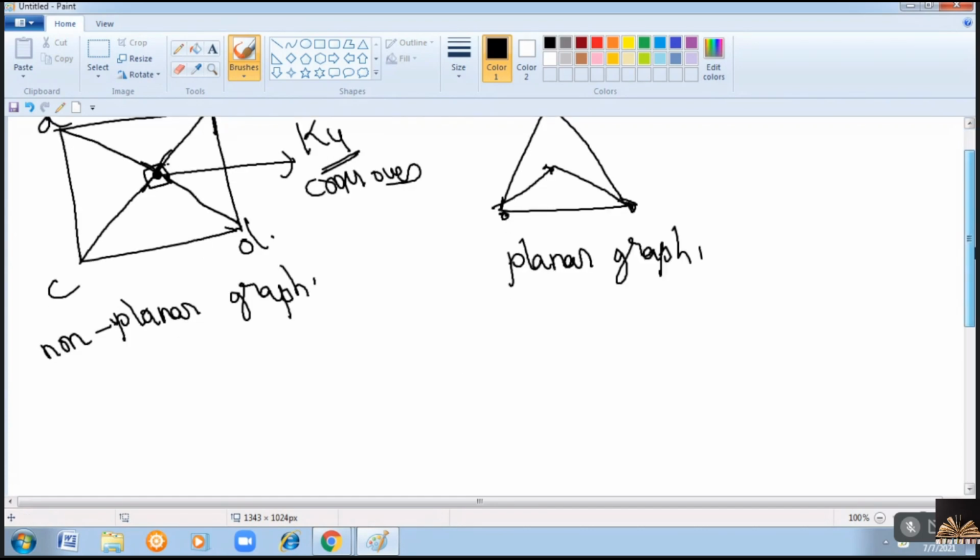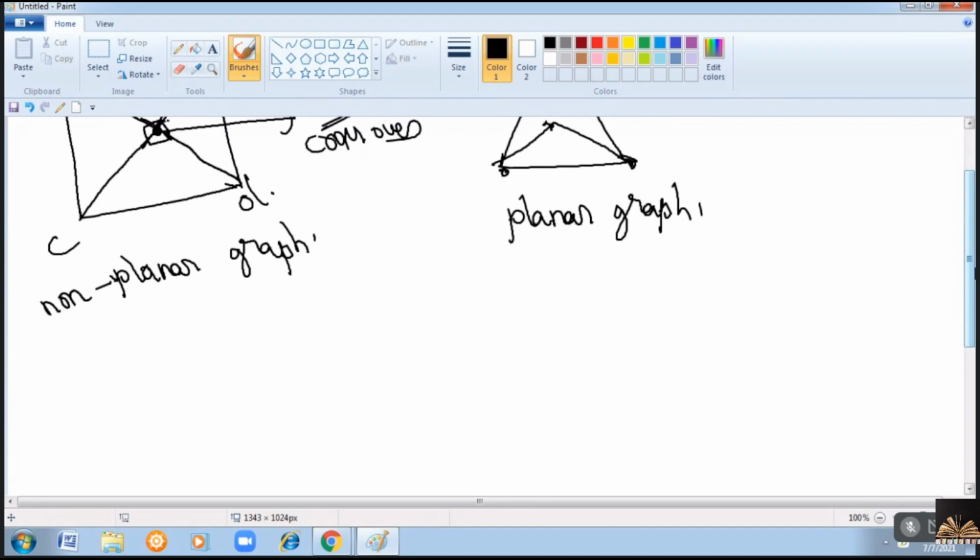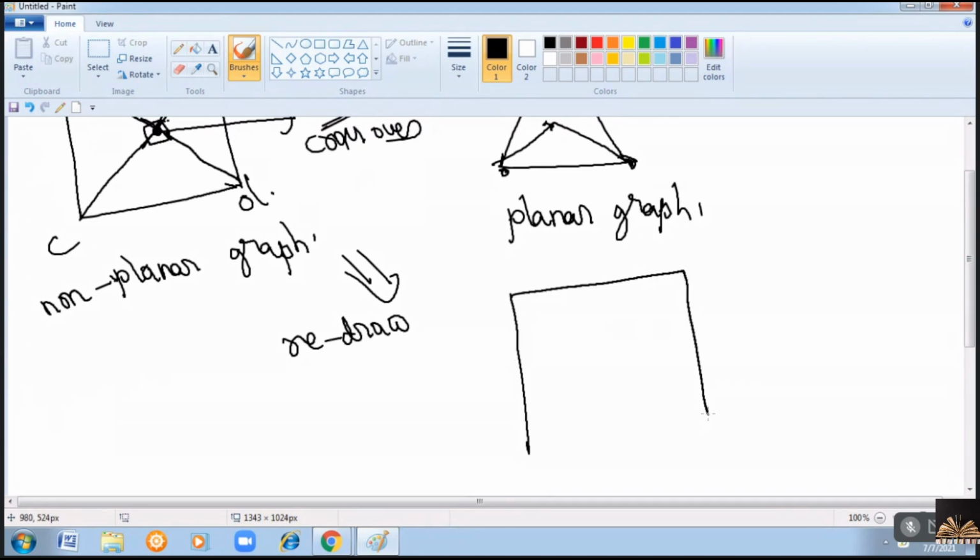But before you decide that it is a non-planar graph, we will try to redraw the diagram such that there are no edge crossings. If you are unable to redraw the given graph such that there are no edge crossings, then you can say that it is a non-planar graph.